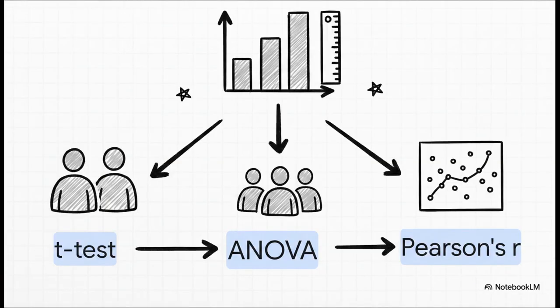So let's follow that first path. Let's say your dependent variable is numerical, something like income. Okay, now you look at your independent variable. Is it a non-numerical variable with just two categories, like comparing men and women? Boom, you use a t-test.